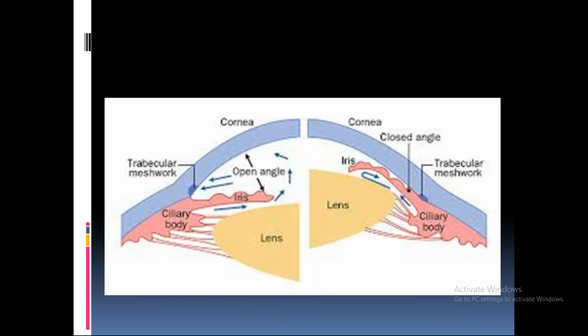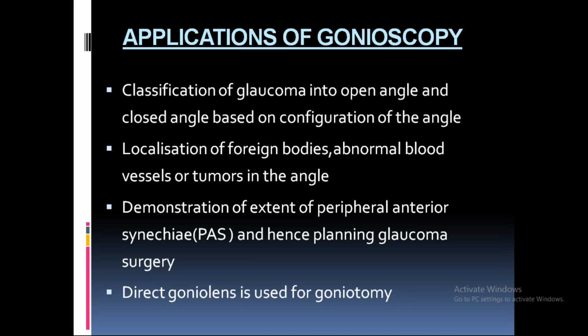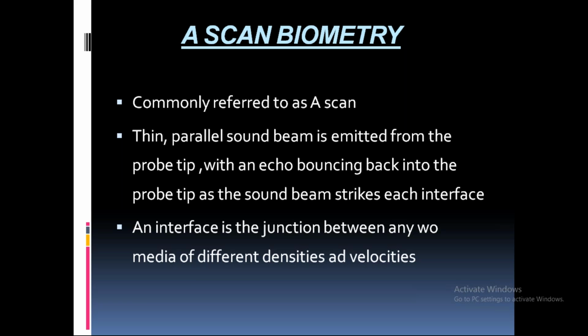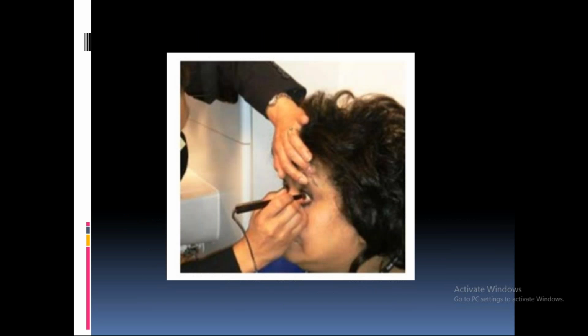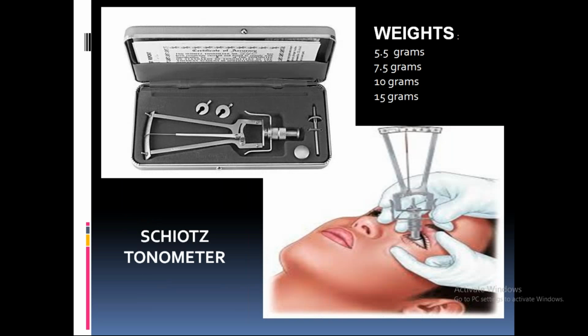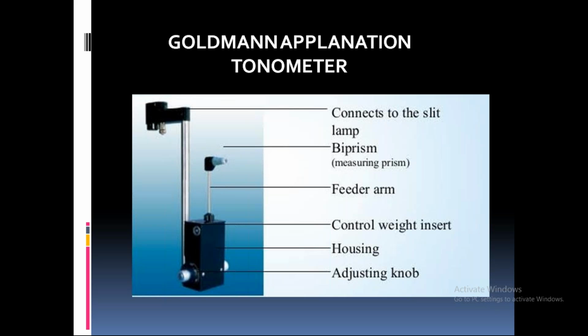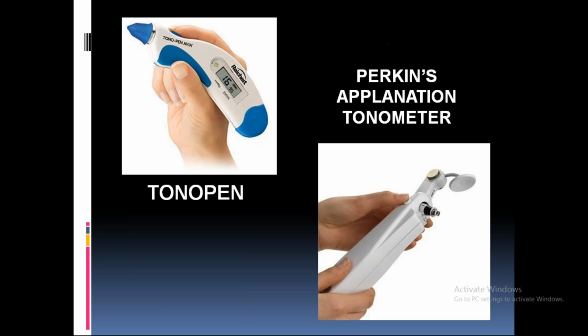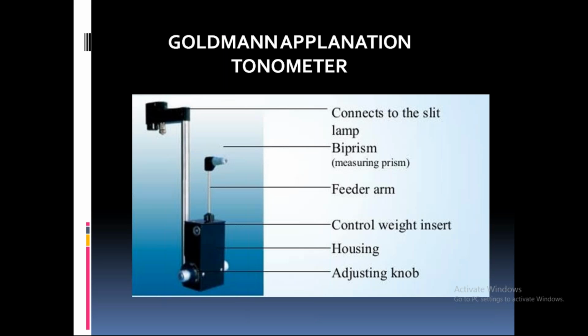Gonioscopy, direct gonioscopy and indirect gonioscopy. And this is the open angle and closed angle. A-scan biometry. IOP measurement, indentation and applanation tonometry. This is indentation tonometry. This is Goldmann applanation tonometry. And non-contact tonometry.